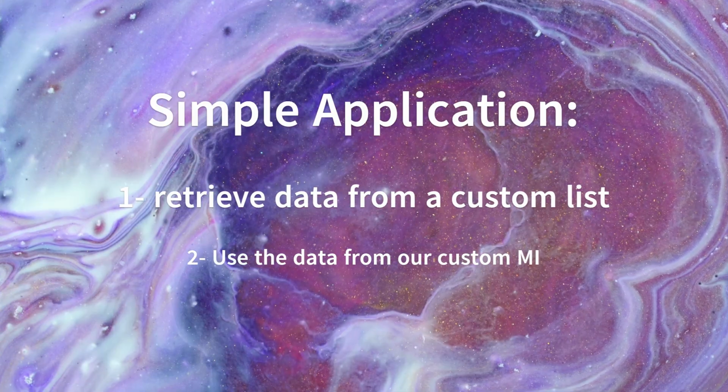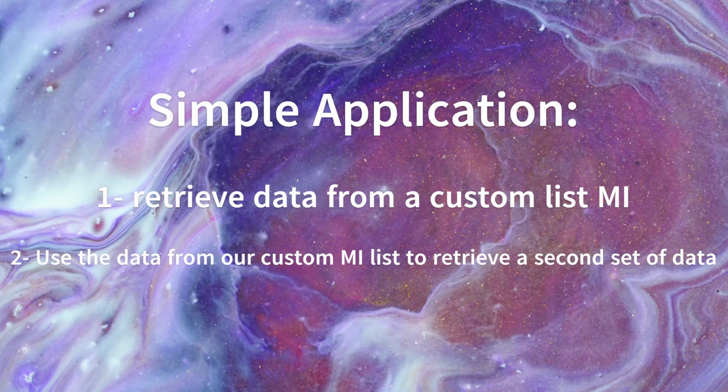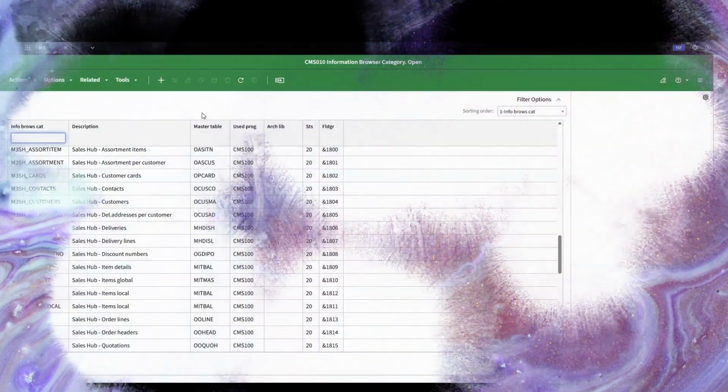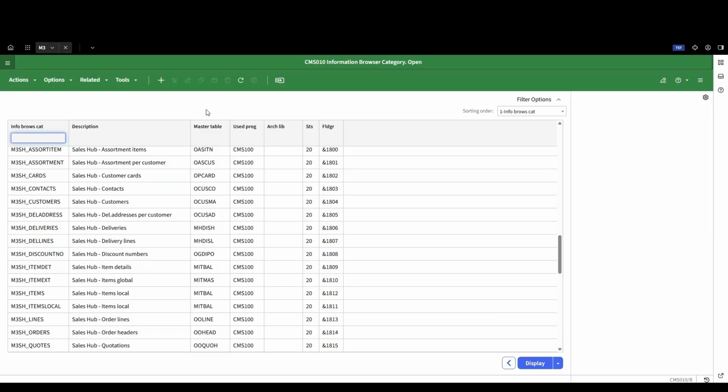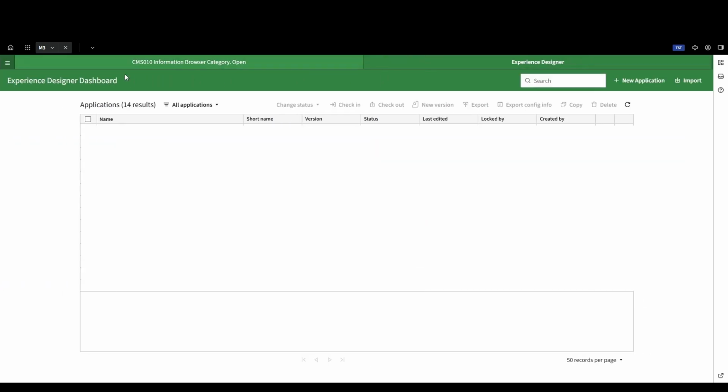We are going to create a very basic application by using the Experience Designer application functionality. We will retrieve customer orders in allocated status through a custom list MI first. Then we will use those orders in a standard API transaction to retrieve the customer order date. Check our related video on how to create a custom list MI, as this is a prerequisite if following along.